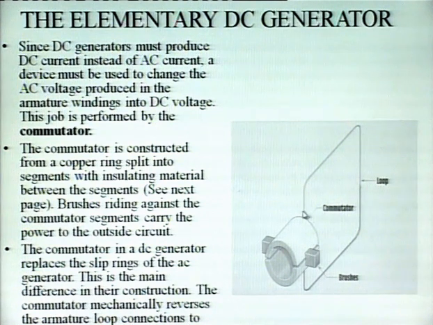To convert the AC into DC, what we will do is replace the slip ring with the commutator. The commutator is constructed from a copper ring split into segments with insulating material between the segments. Brushes riding against the commutator segments carry the power to the outside circuit. The commutator in the DC generator replaces the slip ring of the AC generator. This is the main difference in their construction. The commutator mechanically reverses the armature loop connection to the external circuit.